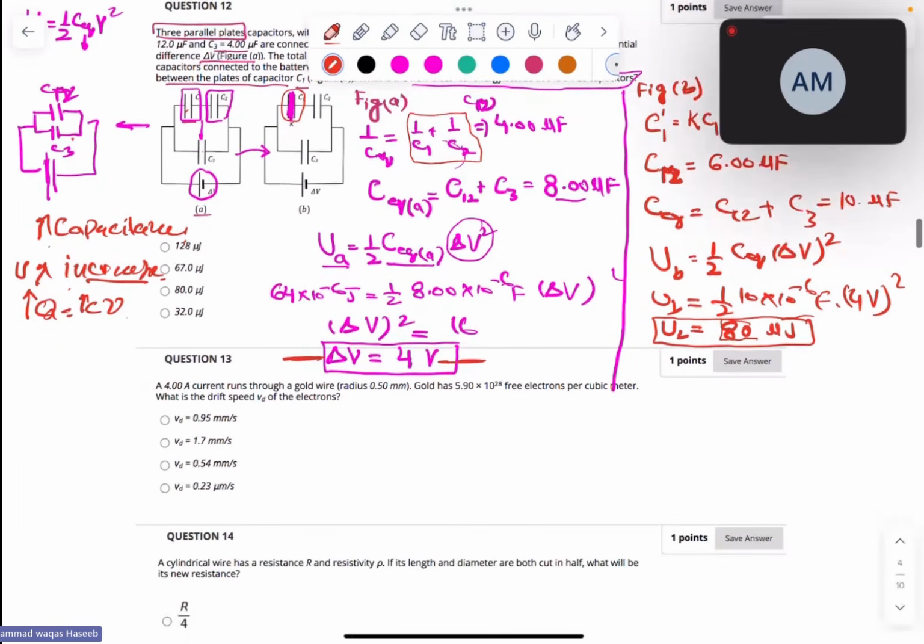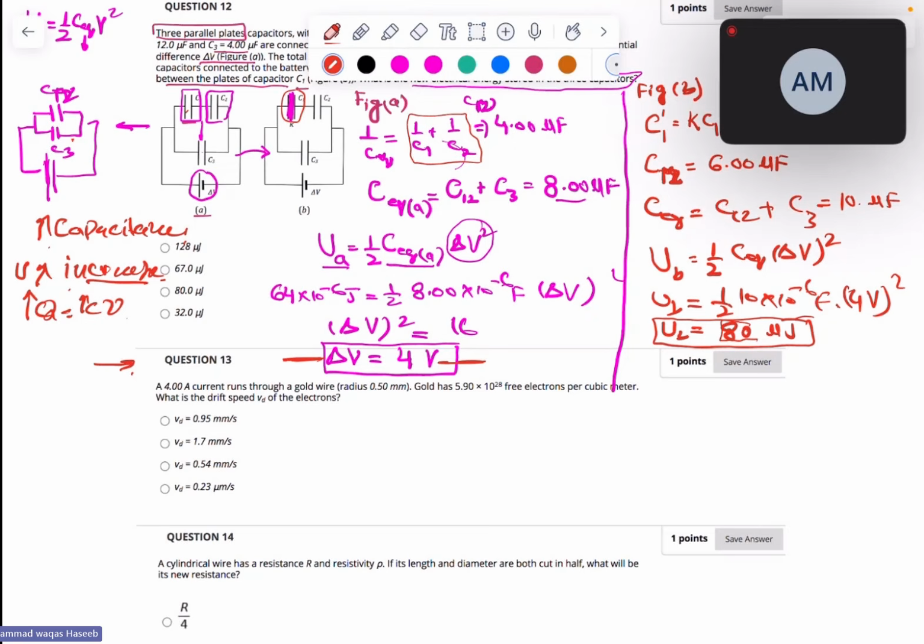Now question number 13. Now the electrostatics is gone. From here onward, we're going to work on electrodynamics. When charges are moving, when the charge moves, it produces current, and current produces the magnetic field. So from this question onward, we are entering into electrodynamics and constant magnetic field questions.